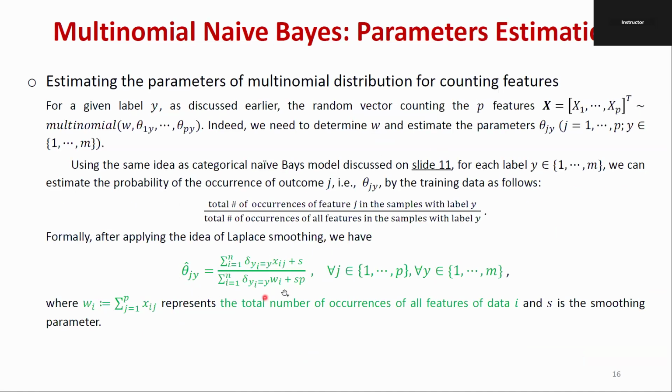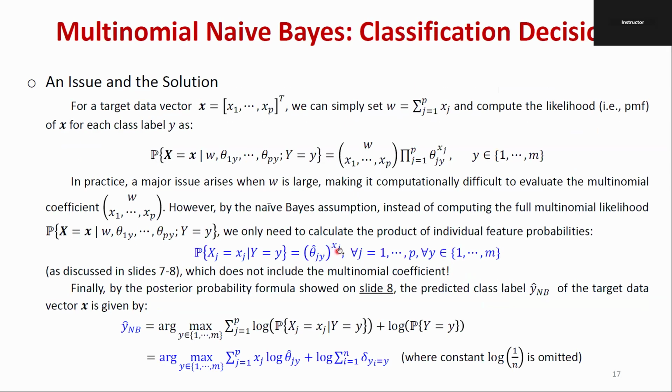Recall that theta jy can be estimated here. Although the formula looks complicated, actually it's extremely simple. xj is the total number of observations in which j appears. I know both of them, so this will be much easier than the previous one. Why? Because I just need to compute one time, and I don't need to care about the multinomial coefficient. It's done.